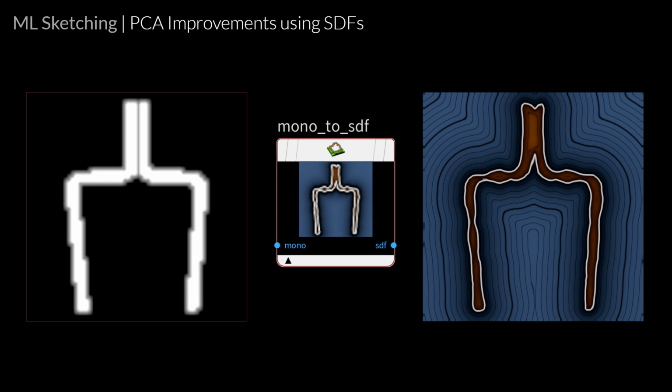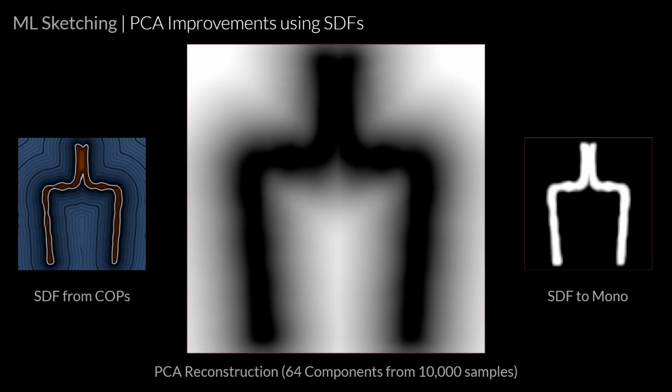So we used the new mono to SDF workflow from COPS, turned our 2D mono volume into an SDF, and then did PCA on that. And if you reconstruct based on those 64 components, you get a really nice smooth transition. That's because you don't jump from 0 to 1 instantly in your data, but you have a gradual increase of values, which works much, much better. Even 32 components looked good.